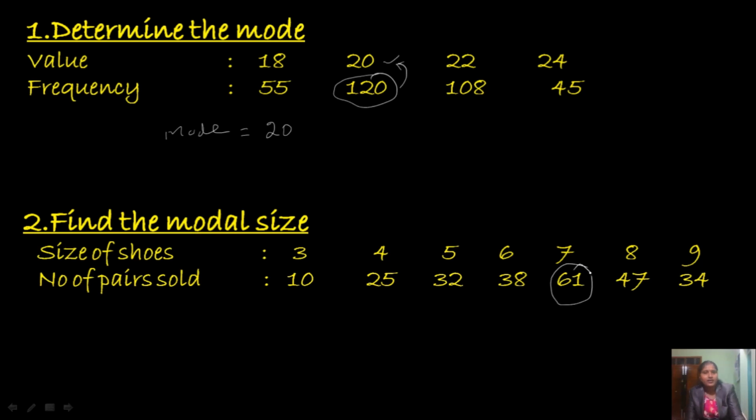The corresponding value is the mode. Here modal size or mode is equal to 7. So mode is a value that corresponds to the highest frequency. If the distribution is regular, here in both of the cases we have to identify mode by inspection method. We just look at the highest frequency and write down the corresponding value as the mode.